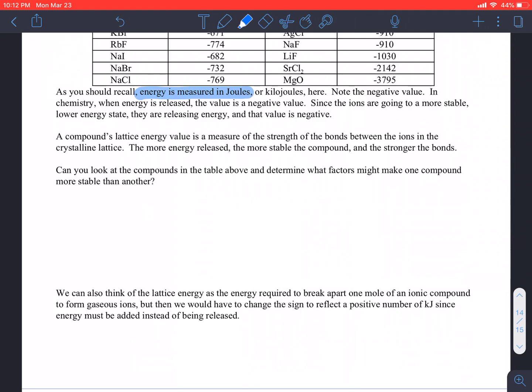Note the negative value. In chemistry, when energy is released, the value is negative. Since the ions are going to a more stable, lower energy state, they are releasing energy, and that's why the value is negative. A compound's lattice energy value is a measure of the strength of the bonds between the ions in the crystalline lattice. The more energy released, the more stable the compound and the stronger the bond.